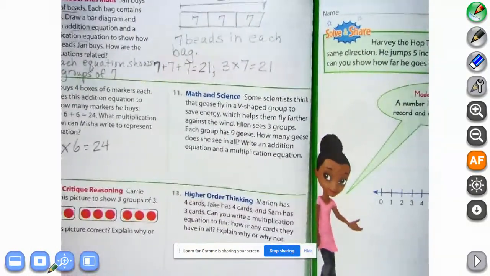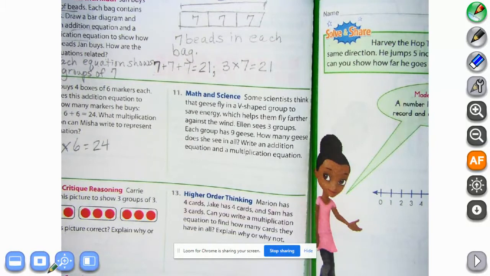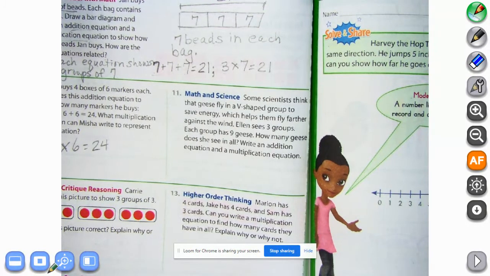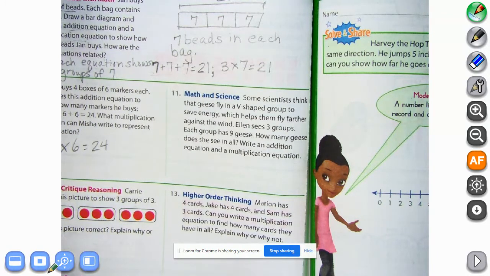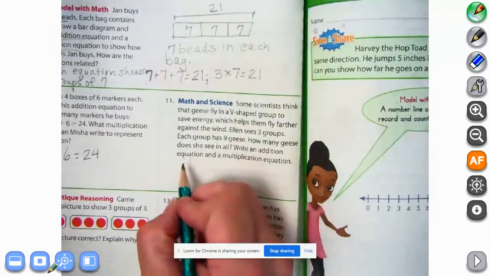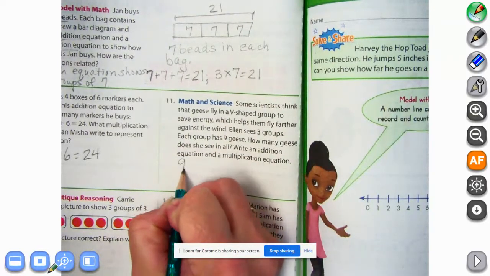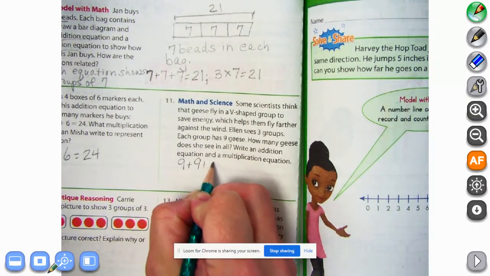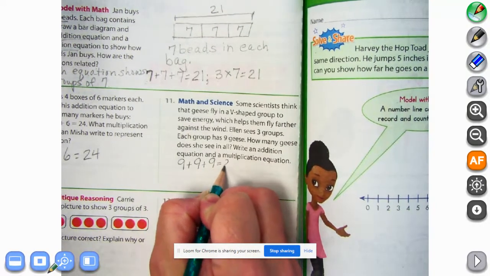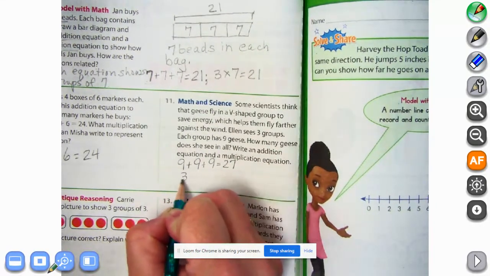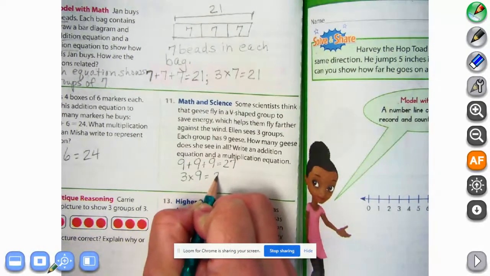Right, number 11. Some scientists think that geese fly in a V-shaped group to save energy, which helps them fly farther against the wind. So that's just a fun fact, but that's not something we need for the problem. Ellen sees 3 groups. Each group has 9 geese. How many geese does she see in all? Write an addition equation and a multiplication equation. So we see 3 groups of 9 geese. That would be 9 plus 9 plus 9 equals 27. That's 3 groups of 9 equals 27.